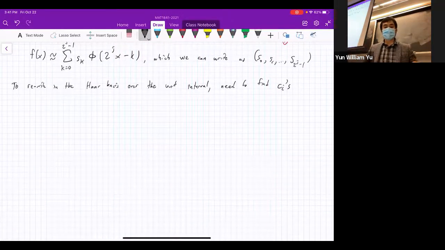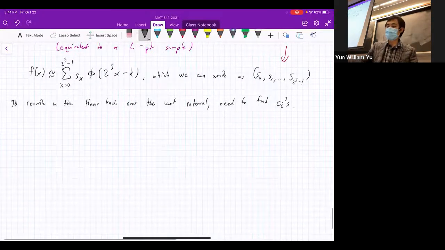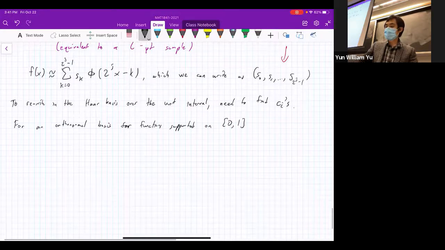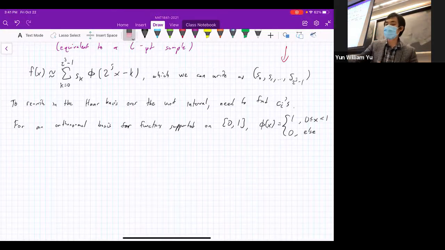And of course, one of the other things you have to be a little bit careful of is, for an orthonormal basis, for functions supported on [0, 1], we're going to have phi of x be the standard thing: 1 for x greater than or equal to 0 and less than 1, 0 otherwise. That's normally a less than, not a less than or equal to.